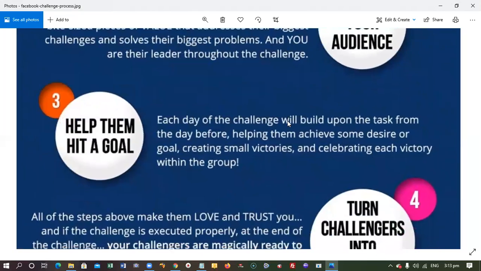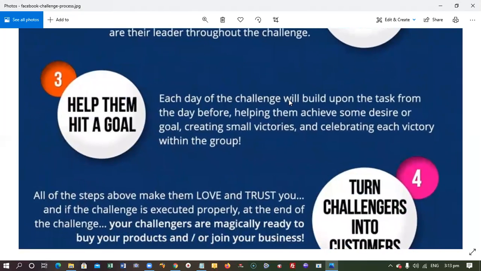So yours is to sit down and put all that together. Then the third step in the process is each day of the challenge, you will build upon the task from the day before, helping them achieve some desire or goal, creating small victories and celebrating each victory within the group. This is fantastic.